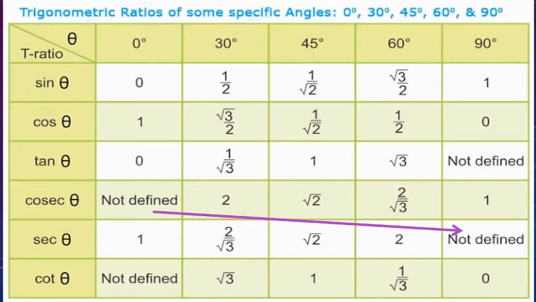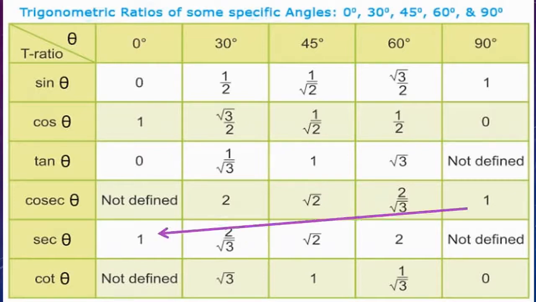Now similarly we can see the relation between cosec theta and sec theta. Cosec 0 degree is equal to sec 90 degree, which is not defined. Cosec 30 degree is equal to sec 60 degree, which is equal to 2. Cosec 45 degree is equal to sec 45 degree, which is root 2. Cosec 60 degree is equal to sec 30 degree, which is 2 upon root 3. And cosec 90 degree is equal to sec 0 degree, which is 1. So this is the relation between cosec theta and sec theta.